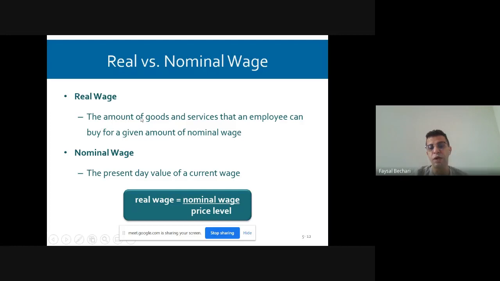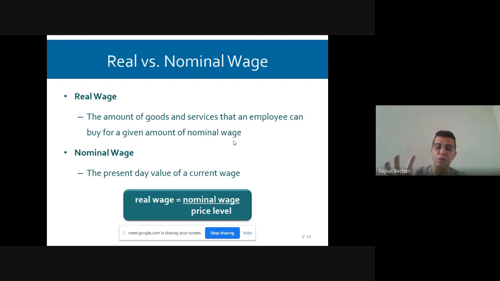A real wage is the amount of goods and services that an employee can buy for a given amount of nominal wage. You probably practice this when you are in a city: things are more expensive than in a village, and the salary is the same. In the city, you can buy less than in the village. Same thing from country to country. Now, what's a nominal wage?